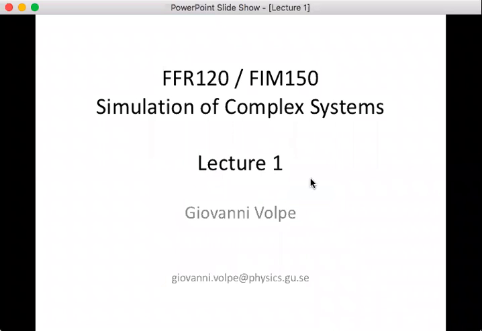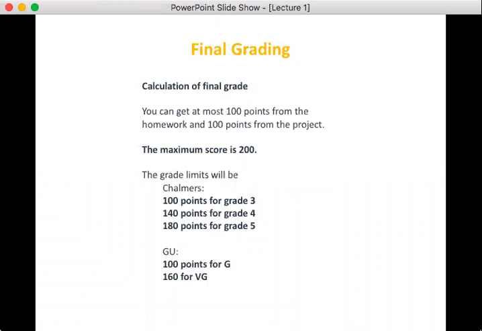Okay, sorry. And finally, how is the final grading done? Well, you get 100 points from the homeworks and 100 points from the project, which sums up to 200. And then the grade limits are these. From 100 points total, which is 50%, you get grade 3 in Chalmers. From 140, 70%, grade 4, and from 180, 90%, grade 5. In GU, you get from 50% G, and from 160, 80%, VG.